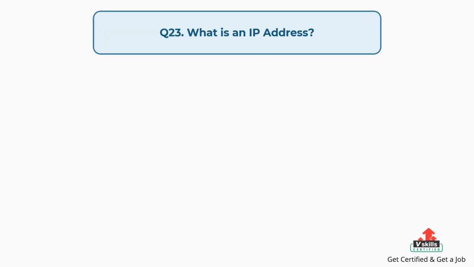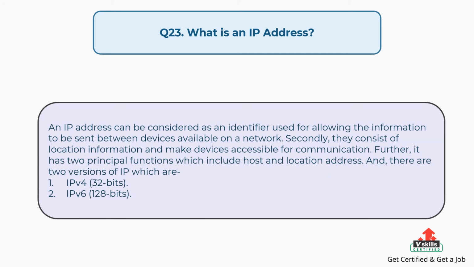Question number 23. What is an IP address? The answer is: an IP address can be considered as an identifier used for allowing information to be sent between devices available on a network. Secondly, they consist of location information and make devices accessible for communication. Further, it has two principal functions, which include host and location address. And there are two versions of IP, which are IPv4, 32 bits, and IPv6, 128 bits.